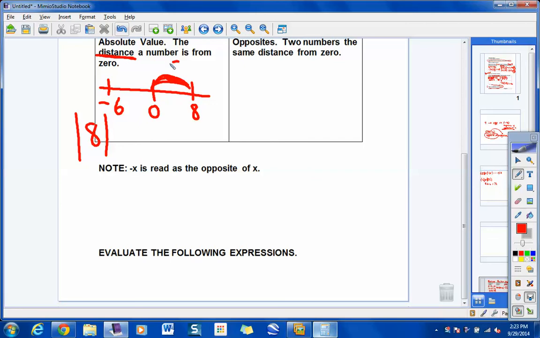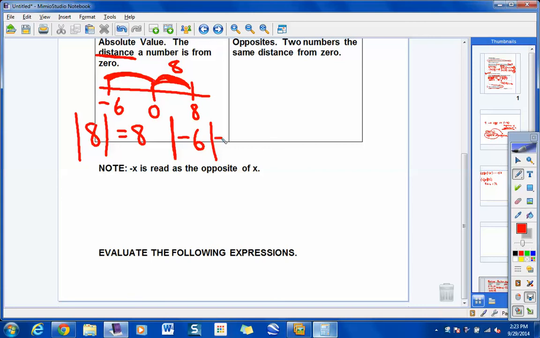8. It's 8 units, right? So the absolute value of 8 is still going to be what? 8. Okay. Well, what if I want to know the absolute value of negative 6? All that's simply saying is, how far is negative 6 away from 0? What would you say? It's 6 units. Okay, so give me some kind of a statement. For non-zero numbers, absolute value is always what kind of a value? Positive, right?